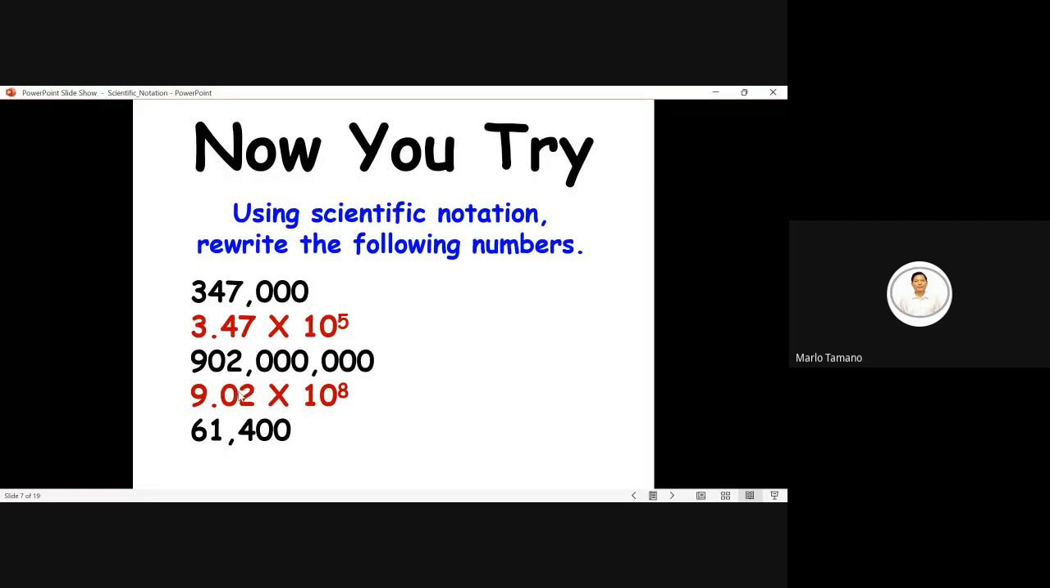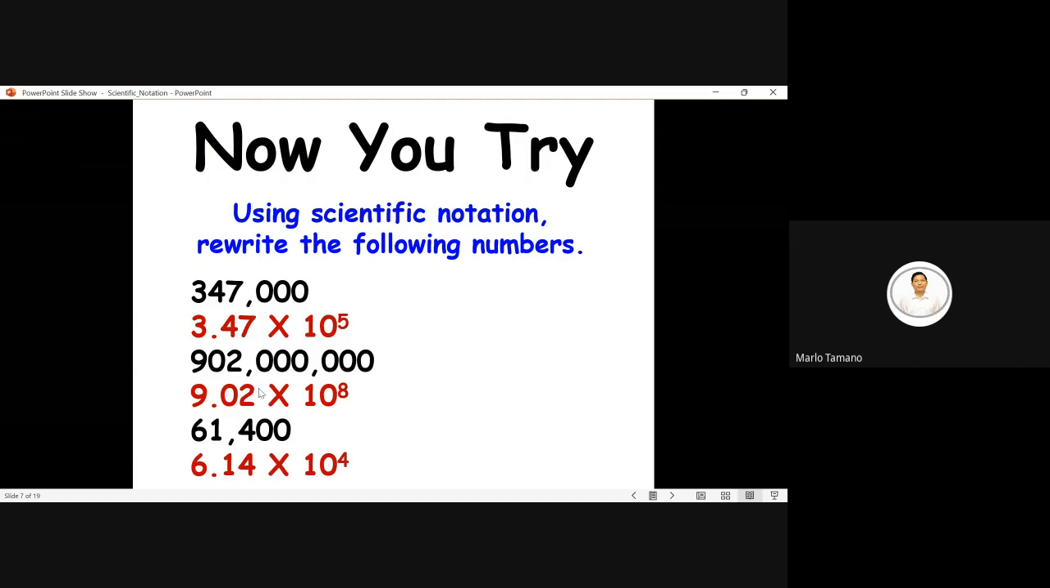Okay. Next, we have here 61,400. What is the scientific notation of it? 6.14 times 10 to the fifth power. To the fifth or fourth? To the fourth. Fourth lang po. To the fourth power. Okay, so 6.14 times 10 to the fourth power.